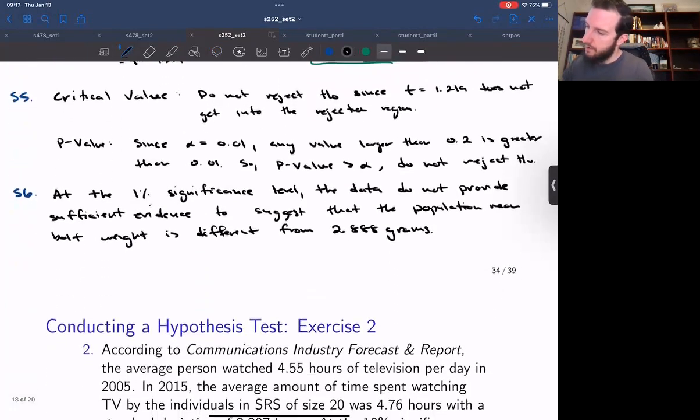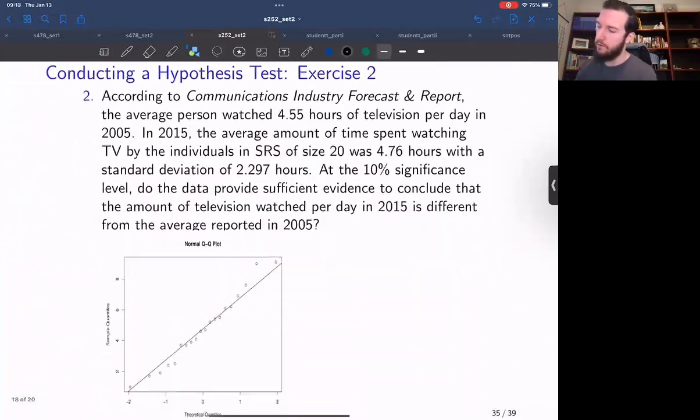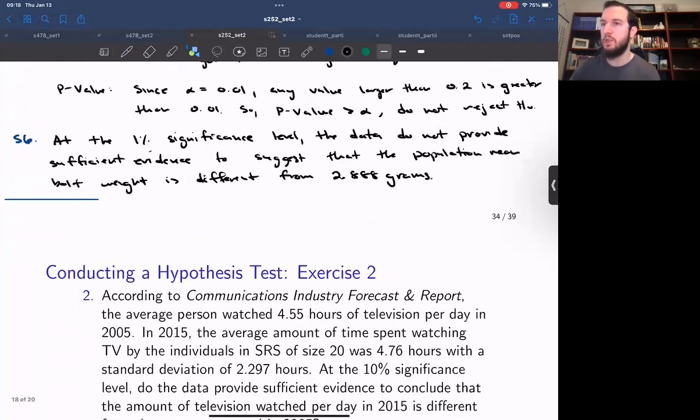All right, now there was one other portion of this test here. So we wanted to comment on the validity of the test, I believe is what the statement says, discuss the validity of the hypothesis test. Essentially what we're saying here is without being able to verify that the assumptions hold, we cannot trust the conclusion of this test.